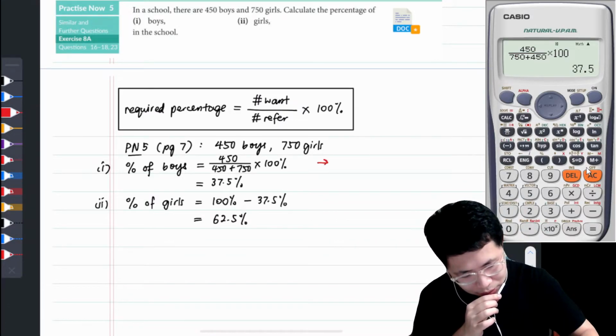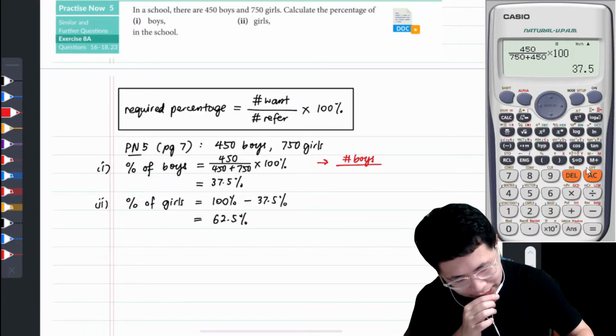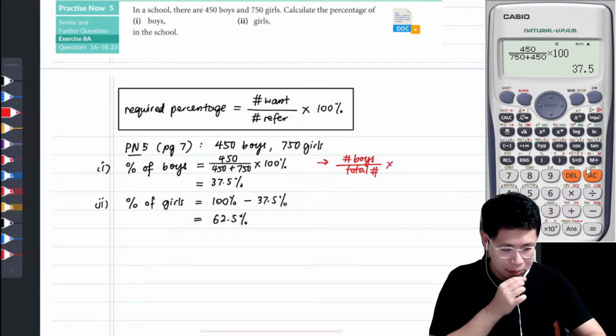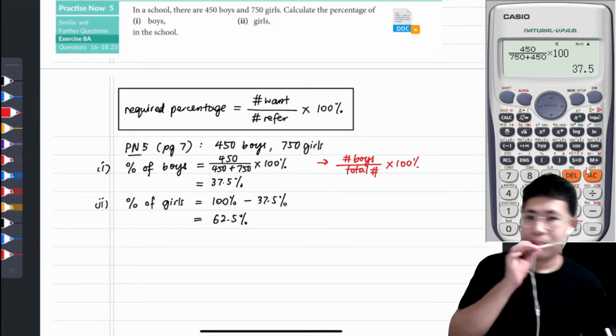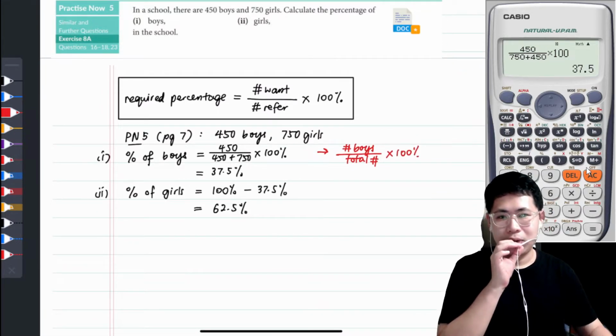Okay, so let me repeat. What we did here was we just take the number of boys, because we want to look at the number of boys, and the one that we are referring to will be the total number of students. And we multiply this by 100%. It's a fraction of 100%. So this would be practice now 5, part 1 and part 2.